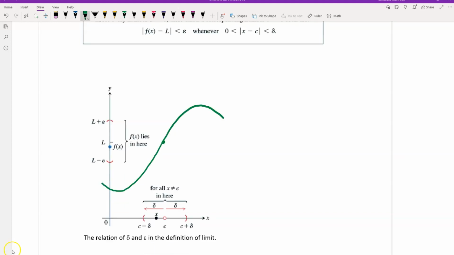Here I have a possible graph of a function. Here we have x naught, which is c, and here for the limit of f of x as x approaches c, that is equal to capital L. Drawing these horizontal lines, what we have between L and L plus epsilon is epsilon, and f of x lies in this interval between L minus epsilon and L plus epsilon.